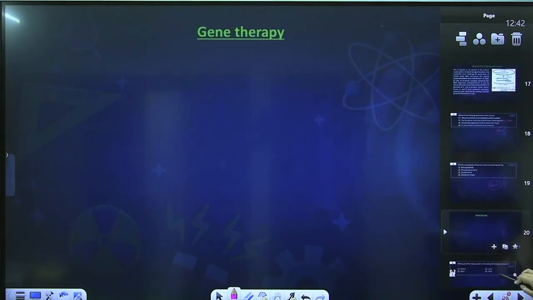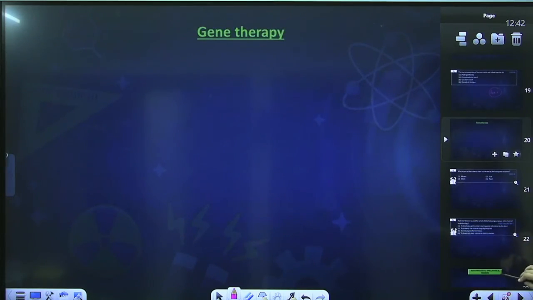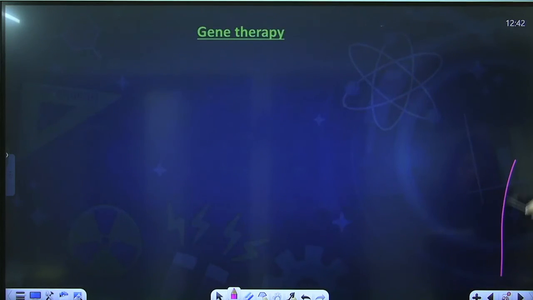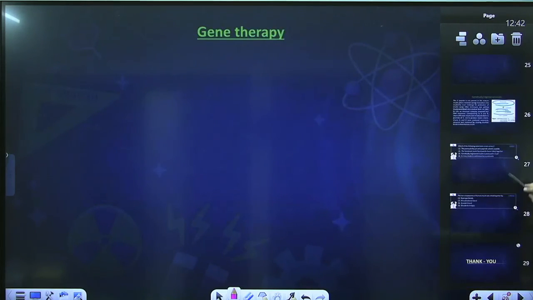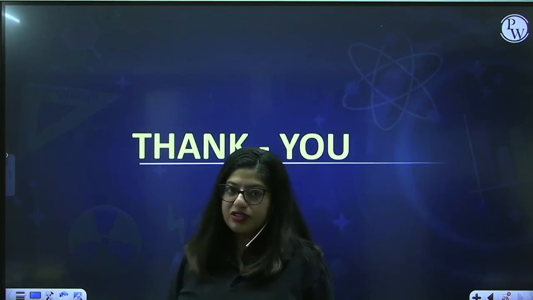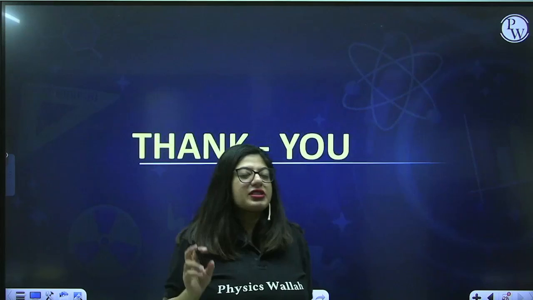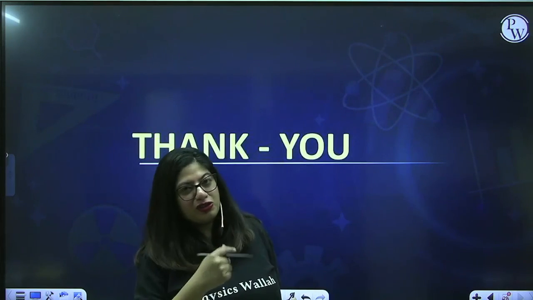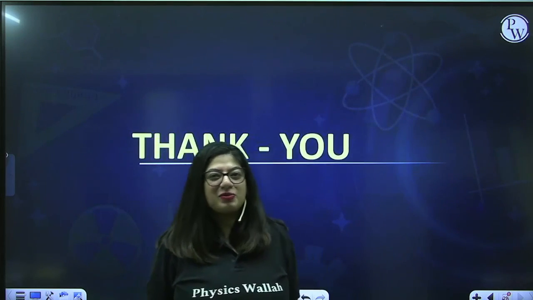Gene therapy we'll be doing in the next class. That's it from my side for medicine and agriculture. The next part of medicine, gene therapy, we'll be discussing in the next class. I've already shown you, and your suspense has been broken.